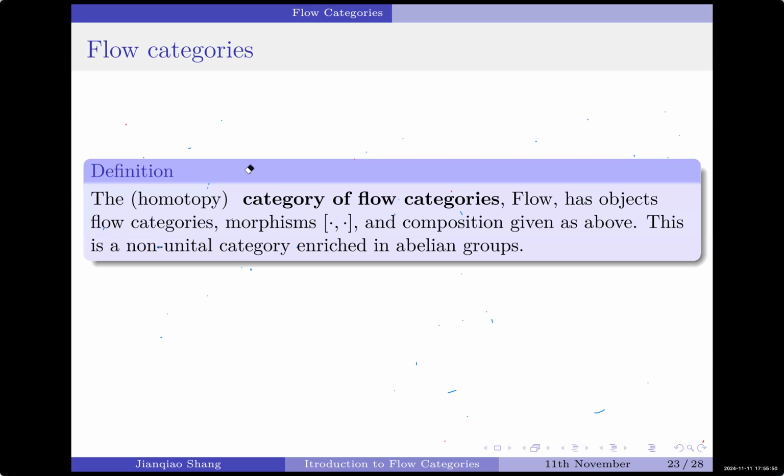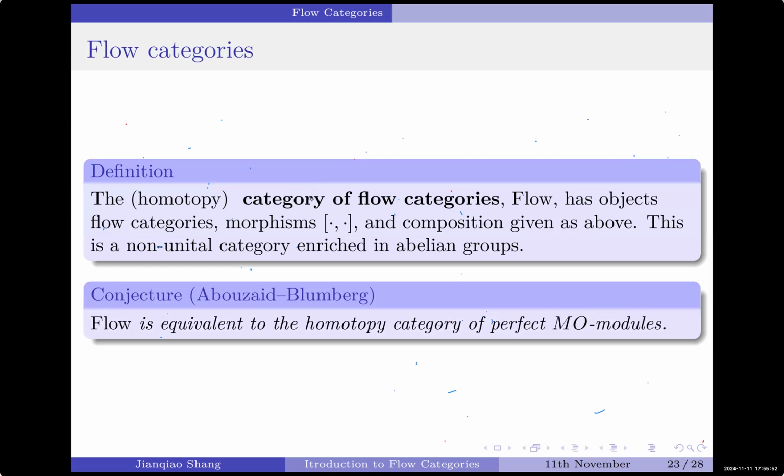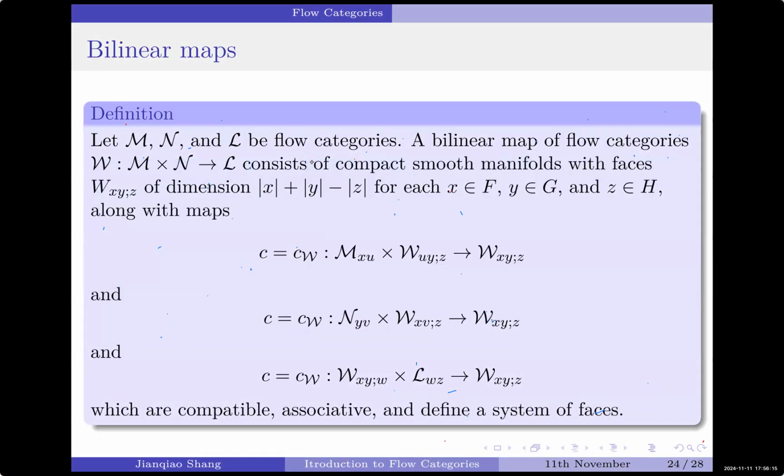Okay, so that's my main task today, and I list the conjecture of Abouzaid and Blumberg here. So they have a total description of the category of flow categories. And here on the left, I would introduce some other structures on the flow category.